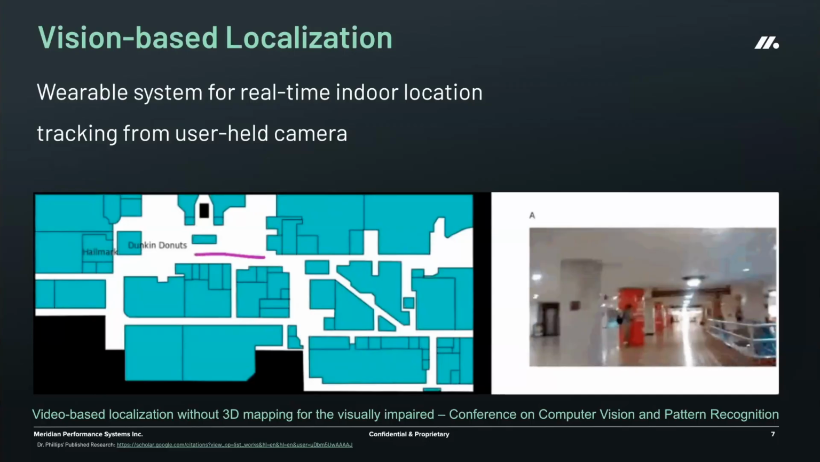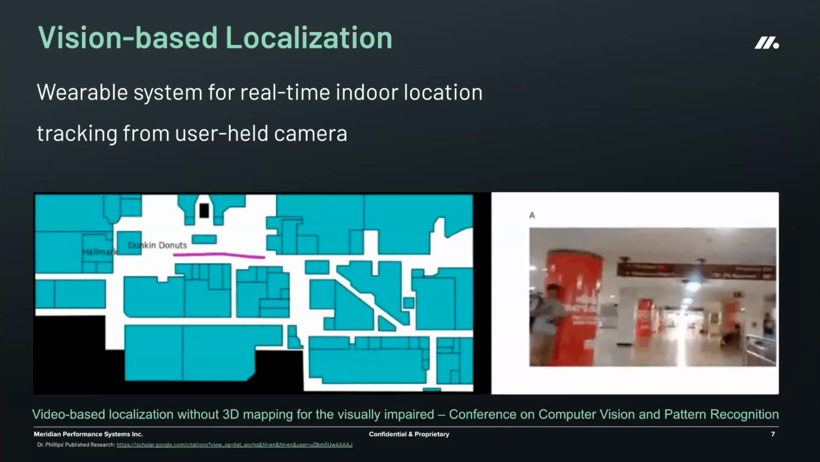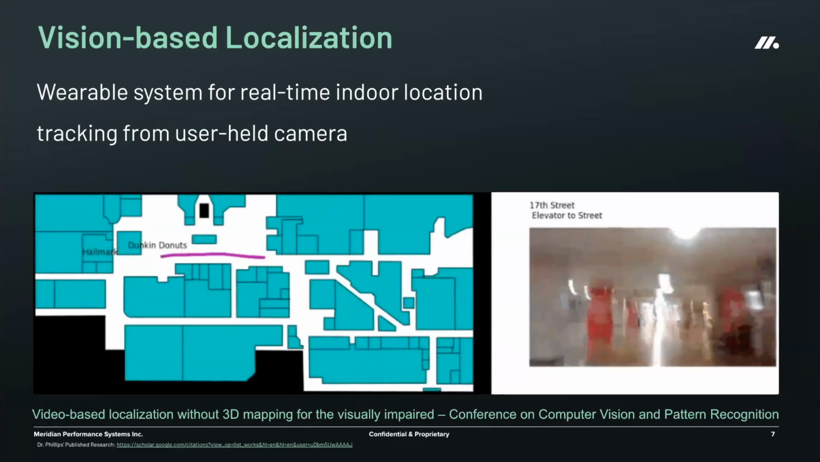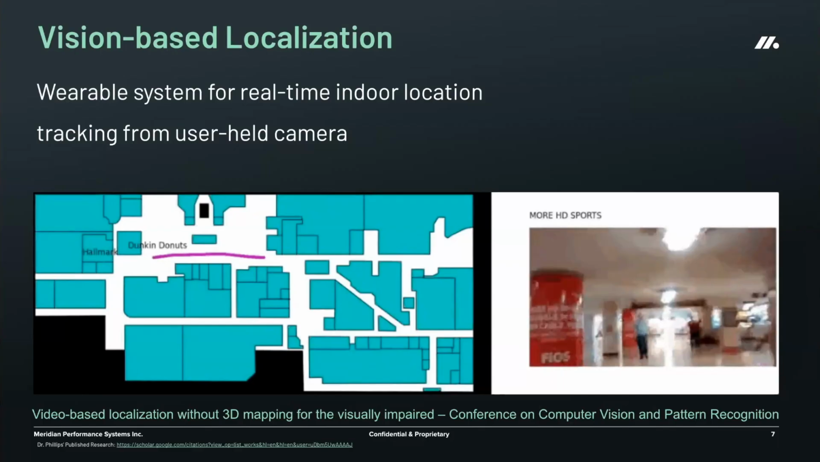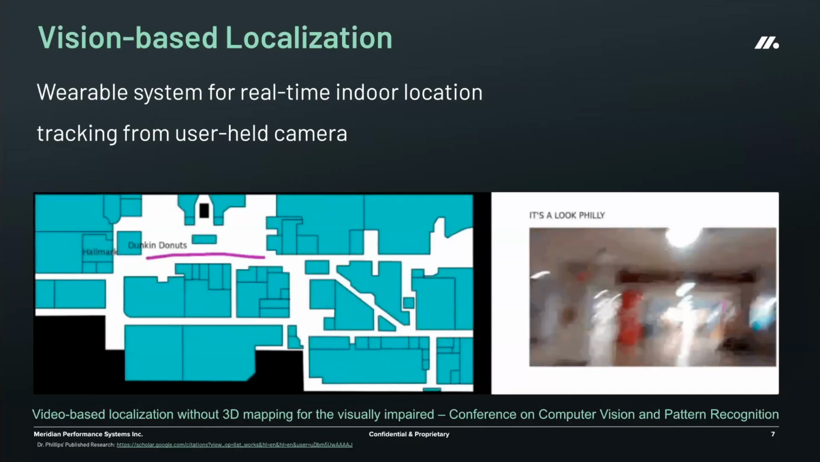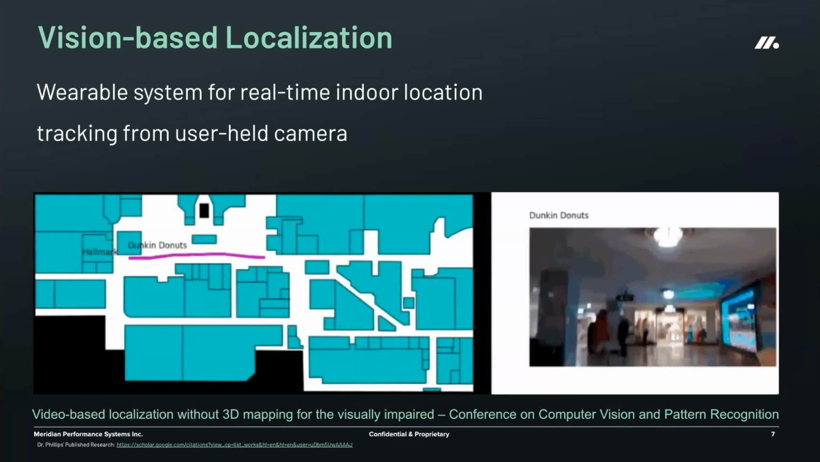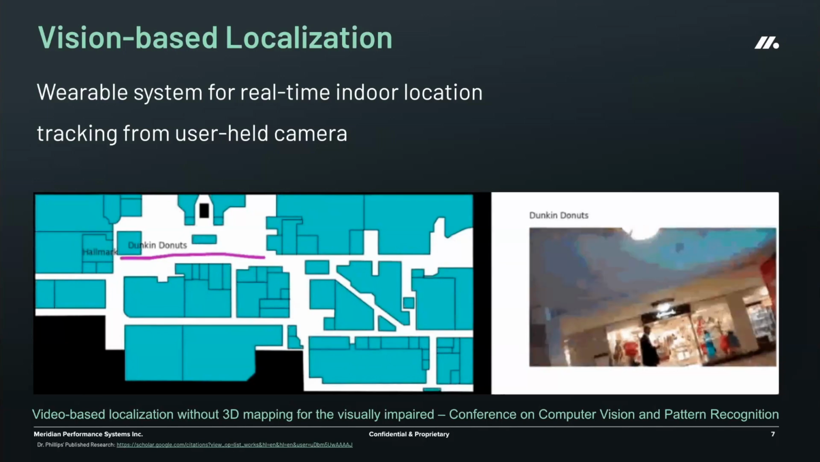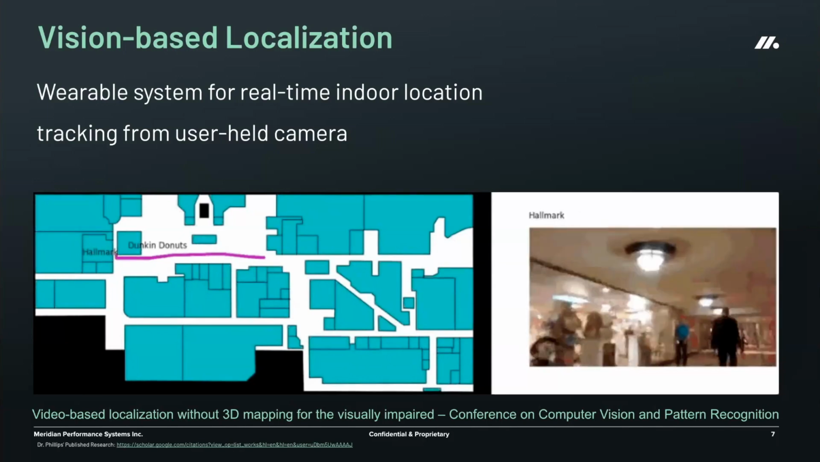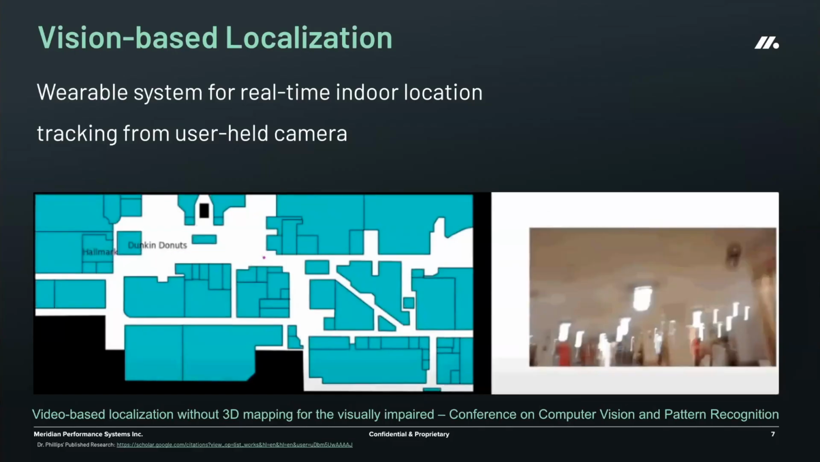Real time, meaning we're not sending data out to some server and getting the response, it's just too slow, from the user's own mobile phone. So that's an example of edge computing. And this was funded by NSF. So this was an NSF grant. This is an example of visual-based localization.